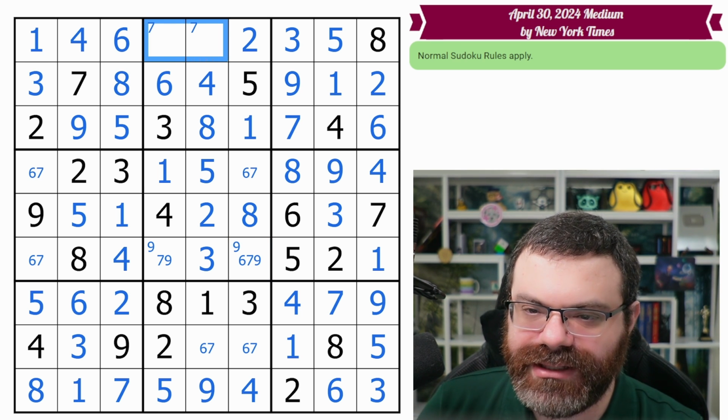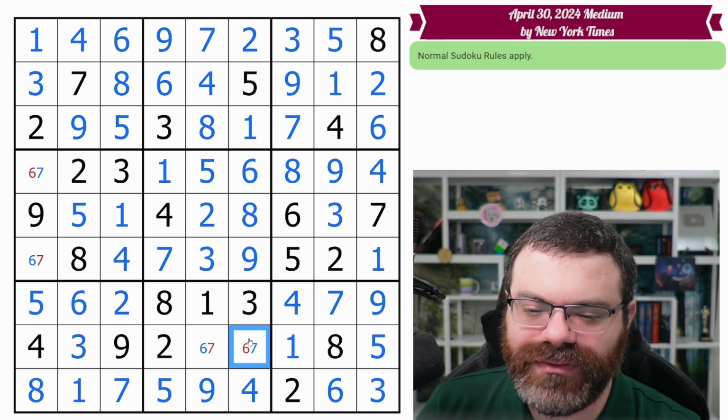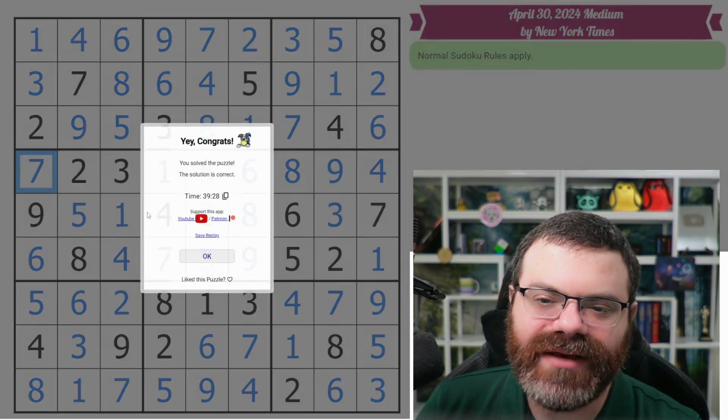We are down to 7, 9 here. So we can mark that, but then this 9 tells us this one's not 9. So that's 7, that's 9. That's 7. That finishes this triple. This whole puzzle's finishing. That's 6 and 7, and now we're done.